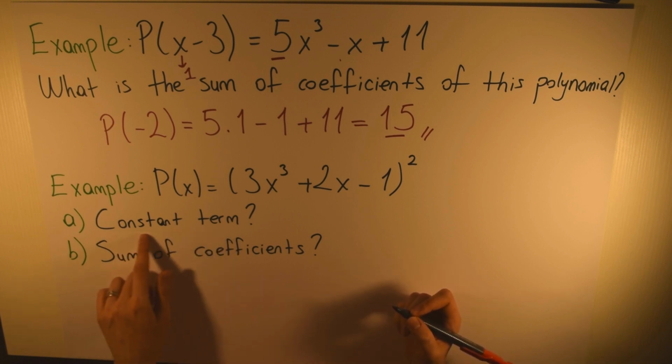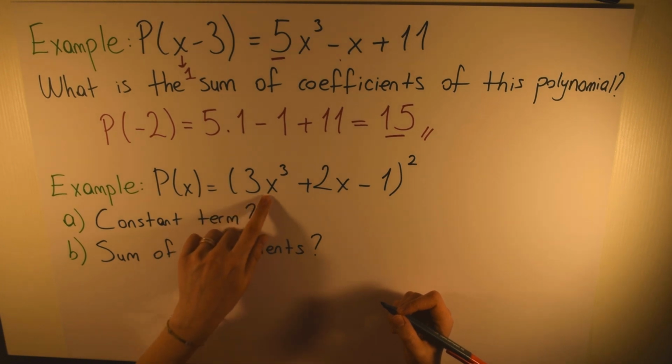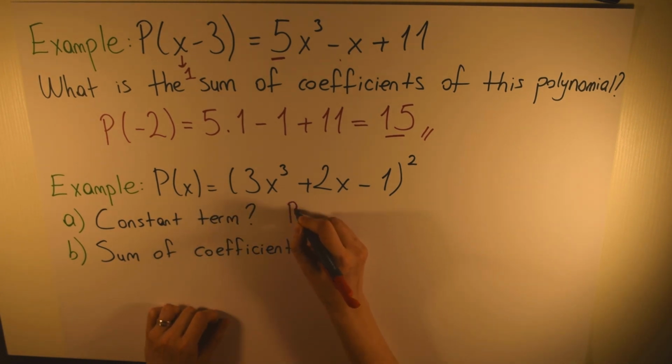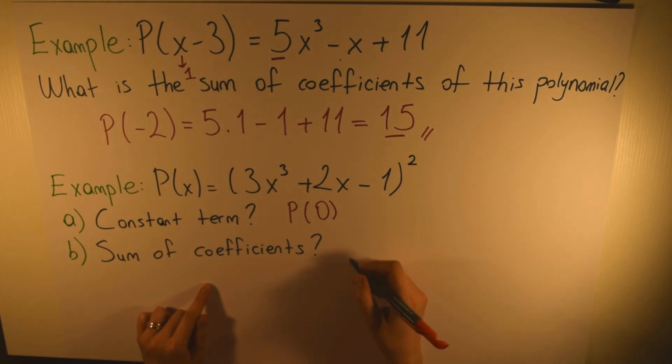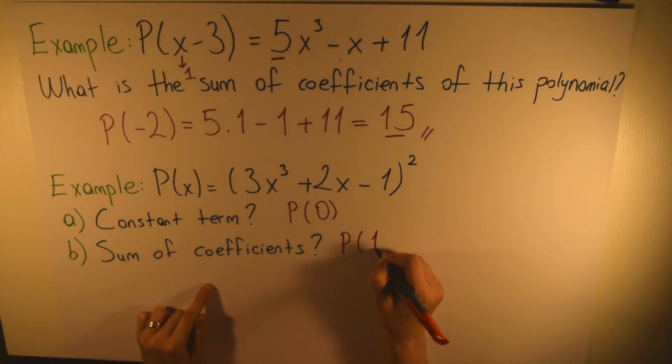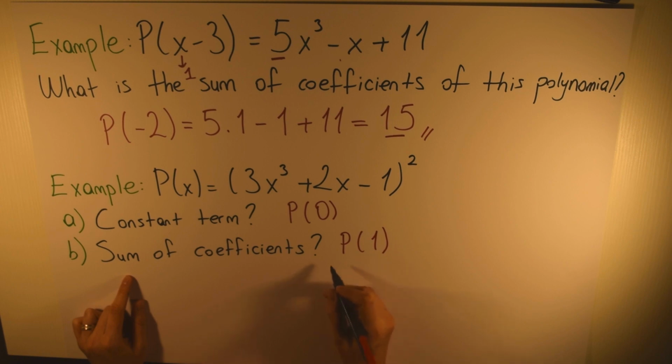So to find the constant term, what we should do, we should put 0 instead of x, right? So we should find p(0) here. The sum of coefficients is the same. What we should do, we should put 1 instead of x, right? So we should find p(1). Okay, let's find this.